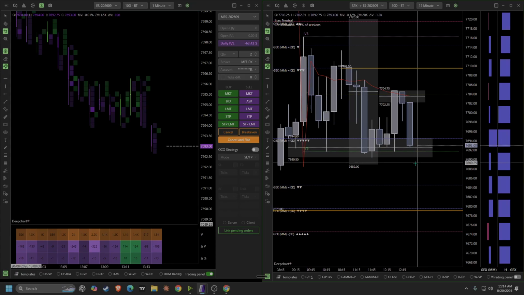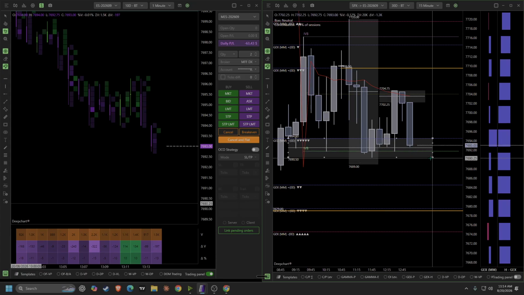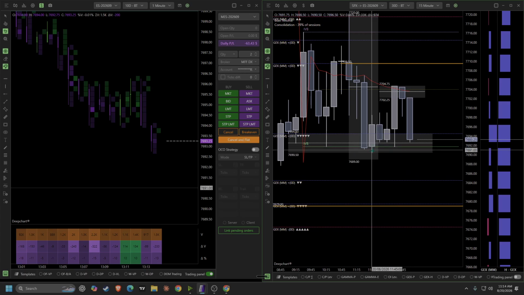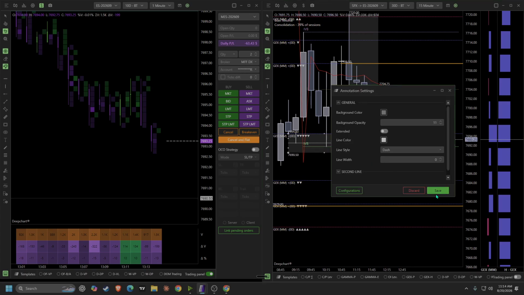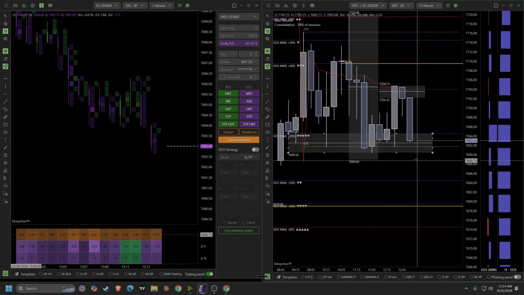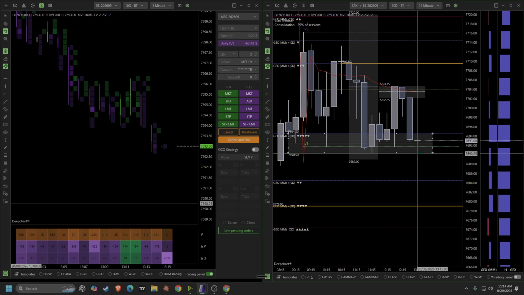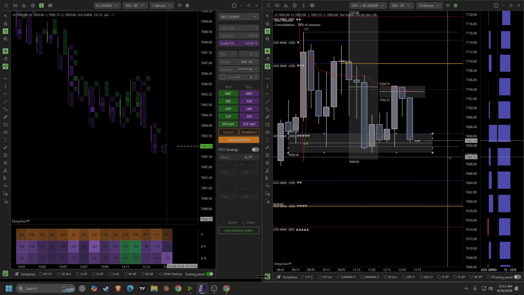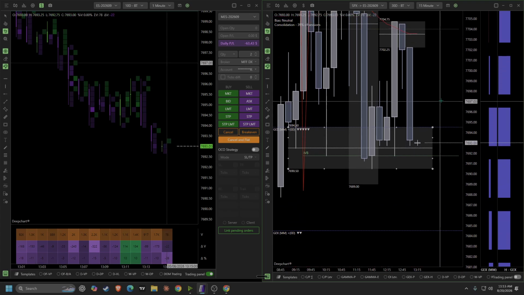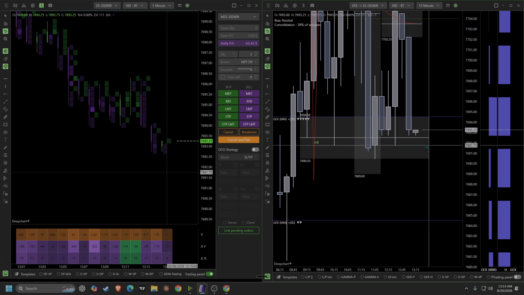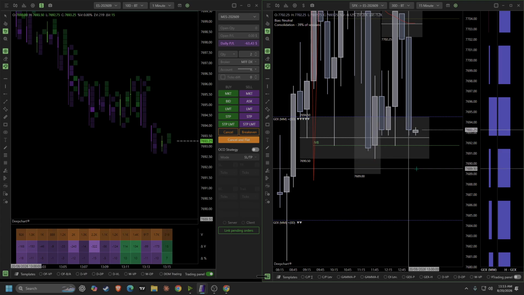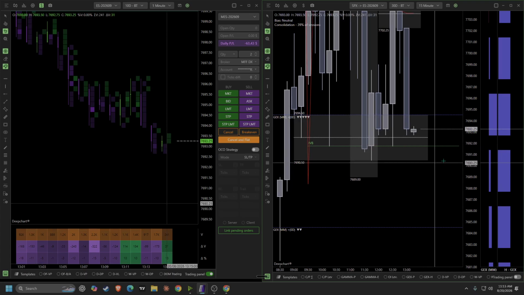Okay, so we broke through. But I'd really like to see us break through this zone before committing to a breakout to the downside. So we're about at the IV initial balance low of the New York session. But we're still holding this support.